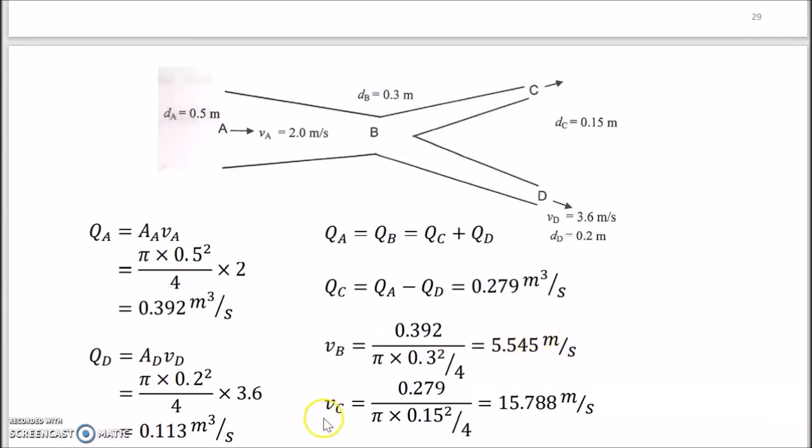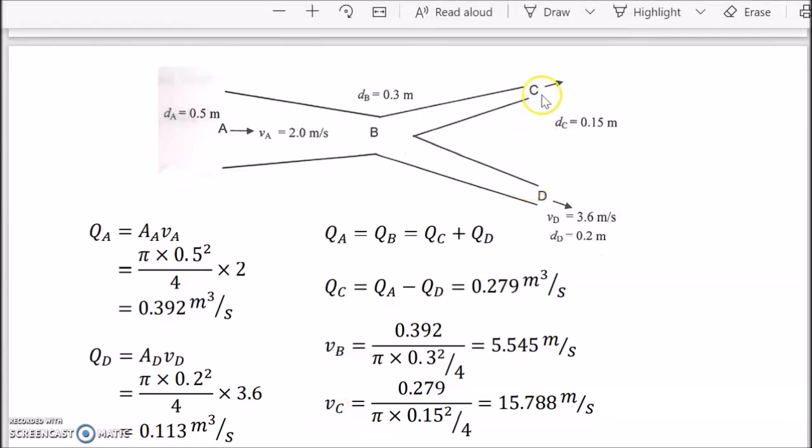And then the last one, to calculate the velocity at C. We already know that QC is 0.279, so we just put QC over area C. The diameter of C is 0.15. So Q over area of C, we have 15.788 meters per second.